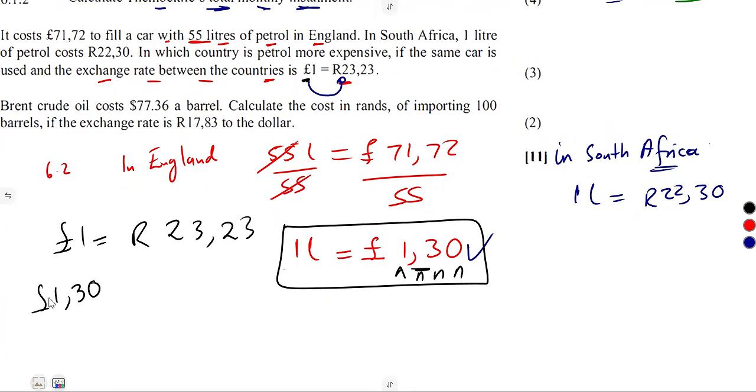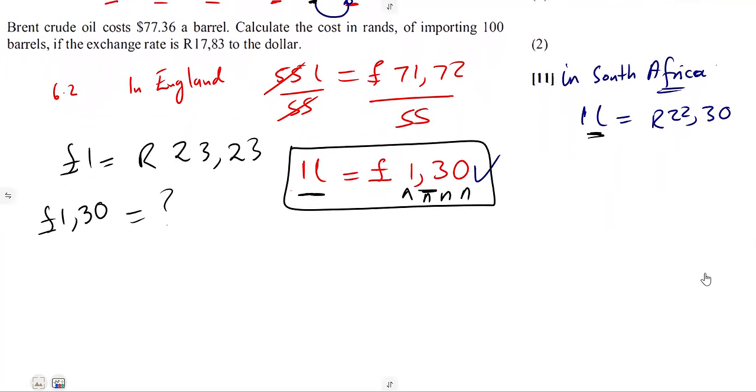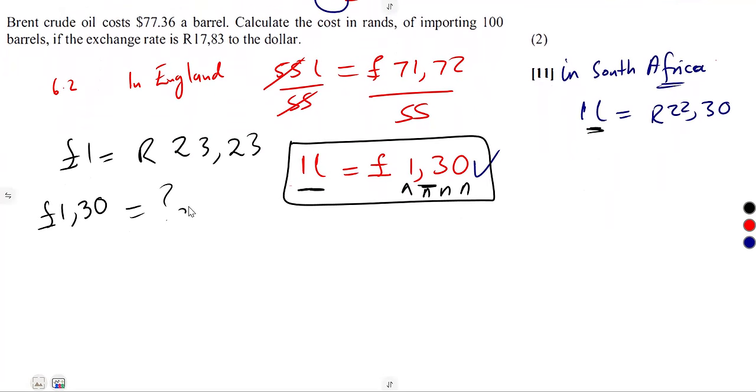1.30 pound is equivalent to how many rand? Because that is the cost of what? A liter. We are comparing to a liter. Simply multiply, because it's going to be more. Cross multiply. So x is equal to 1.30 times 23.23.